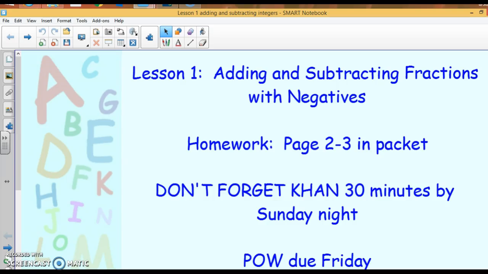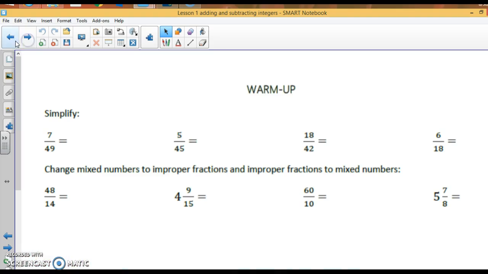The lesson that we're going to talk about today in advanced pre-algebra is the first unit, lesson 1, adding and subtracting fractions with negatives. The homework that goes with this is page 2 and 3 in the homework packet. Do not forget about 30 minutes of time by Sunday night, and your problem of the week is due on Friday.